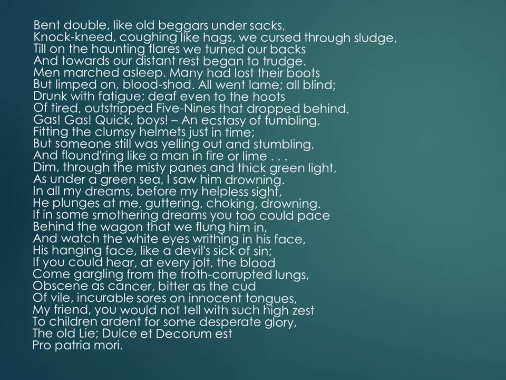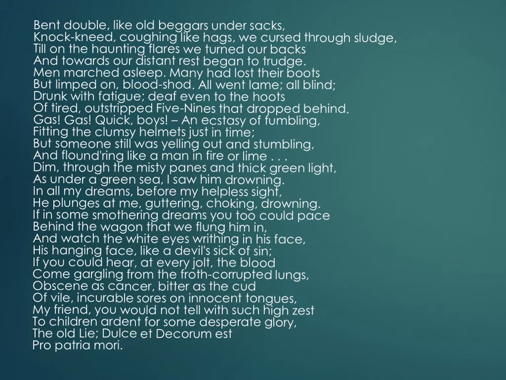Bent double, like old beggars under sacks, knock-kneed, coughing like hags, we cursed through sludge, till on the haunting flares we turned our backs, and towards our distant rest began to trudge. Men marched asleep. Many had lost their boots, but limped on, blood-shod. All went lame, all blind, drunk with fatigue, deaf even to the hoots of tired, outstripped Five-Nines that dropped behind.